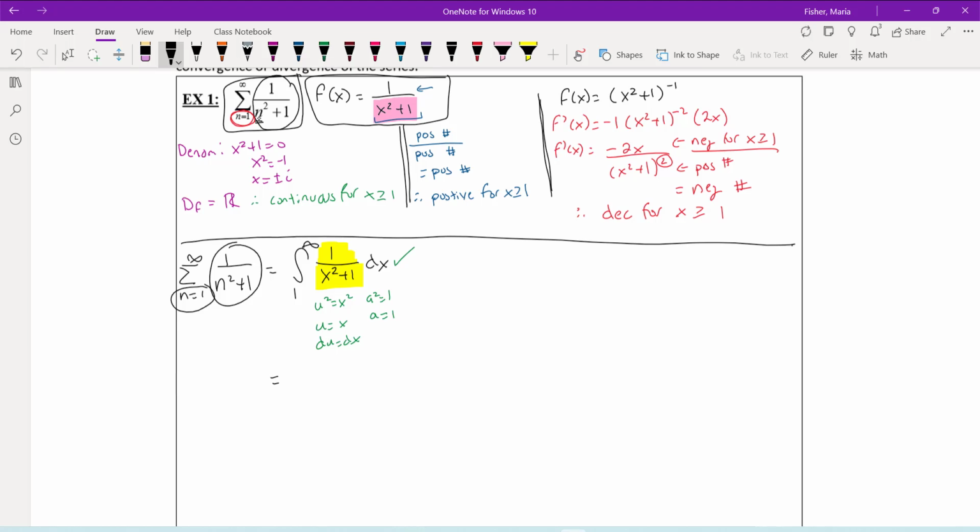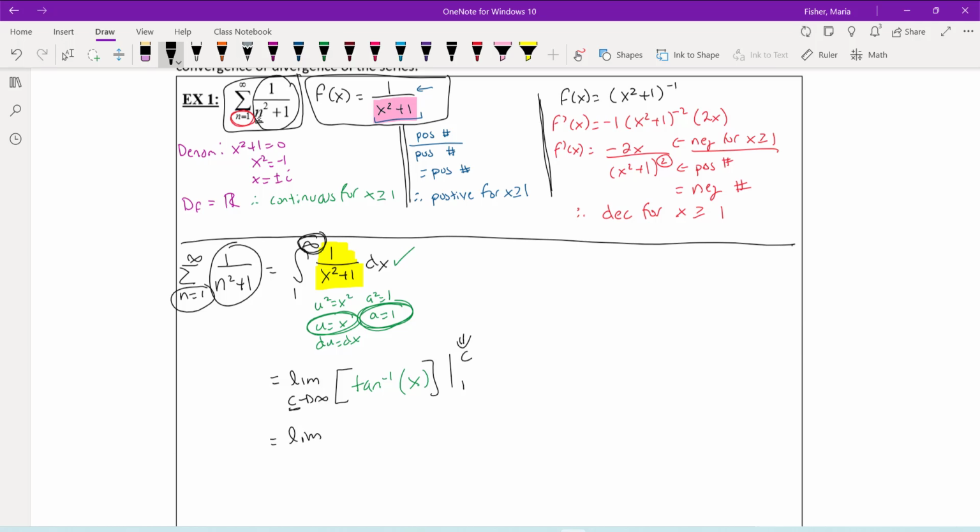Therefore, we say that this is equal to the limit as c goes to infinity, because remember, you want to pick that variable to replace infinity. And then if I'm integrating this, we know that this is, again, inverse tangent, so it's going to be 1 over a. Well, 1 over 1 is just 1, I don't need to write that. And then it's just inverse tangent of u over a. Well, x over 1 is just x. And then this gets evaluated from 1 to c. So again, we replaced infinity with c, and then placed c as that limit of integration.